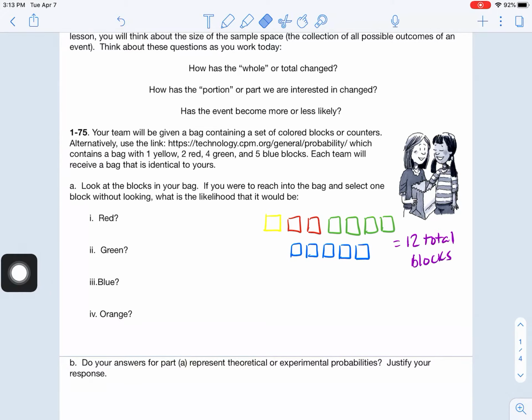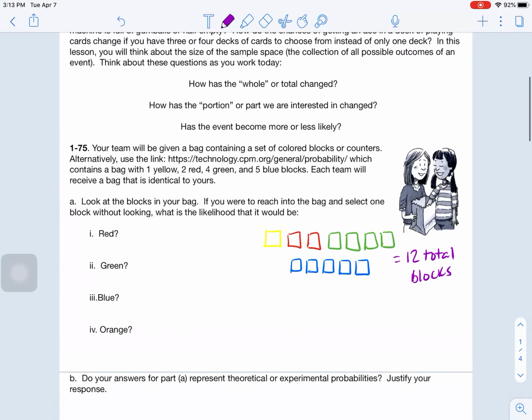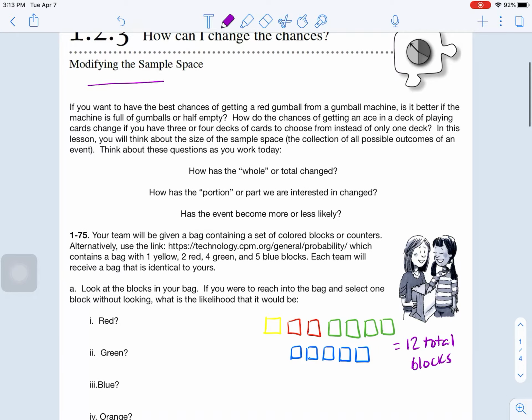So it says, look at the blocks in your bag. If you were to reach into the bag and select one block without looking, what is the likelihood that it would be? I'm going to be honest, I don't like that they use the word likelihood. When you hear likelihood, you're using words to describe it. So let me take a little second here.